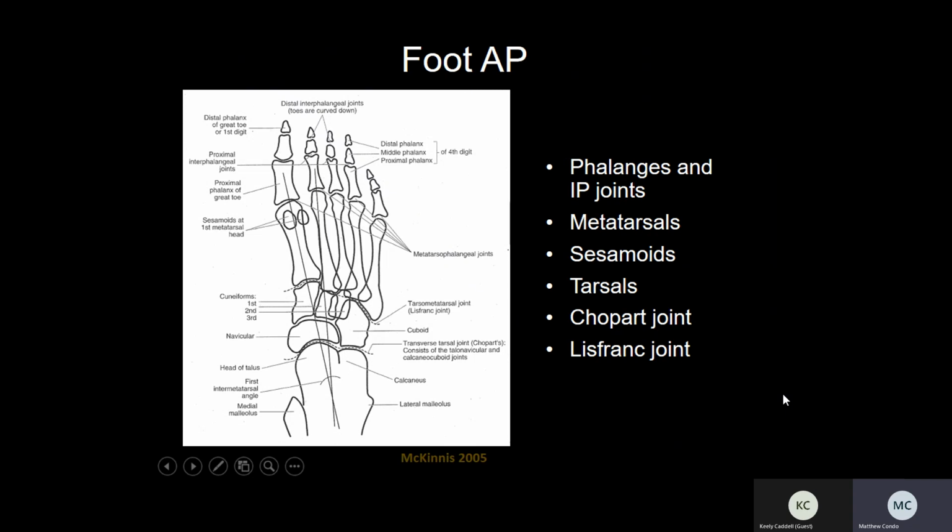This is typically what we're going to be able to see with my foot AP view. Obviously, I can see all my phalanges and the IP joints, metatarsals, those sesamoid bones, tarsals, the Chopart joint and Lisfranc joint. You guys are probably going to go over those in MSK, but I'll cover them here as well. Essentially, the Chopart joint is the transverse tarsal joint. So this Chopart joint is right in here. That's your Chopart joint.